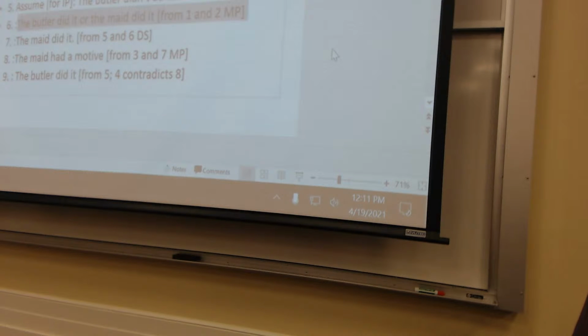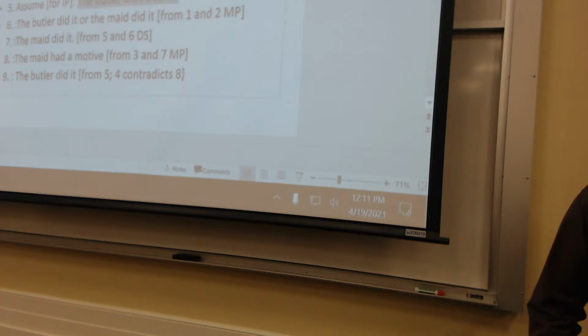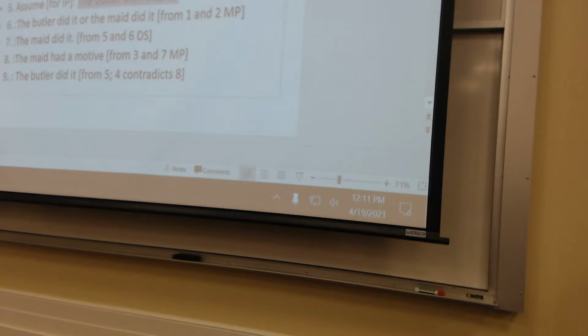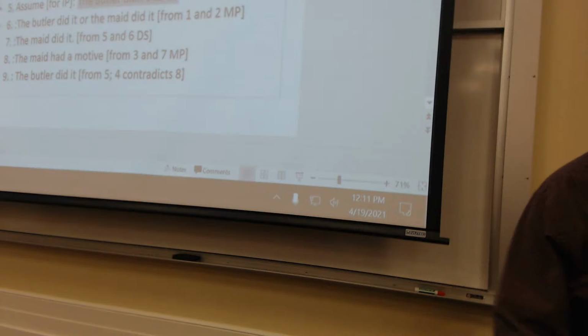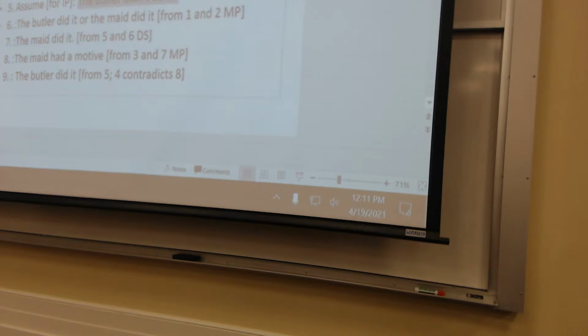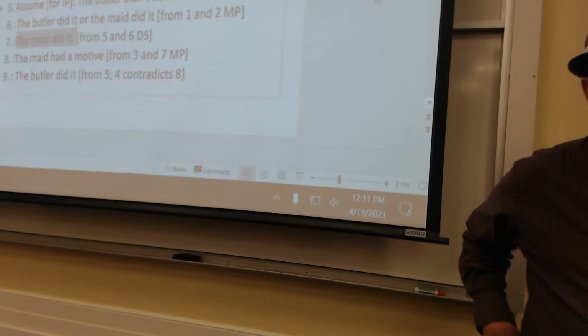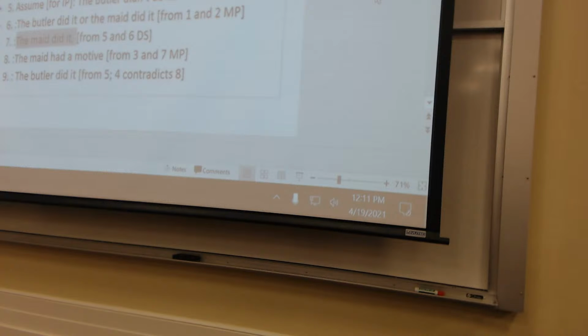And once you have 6, you can use 5 along with 6. 6 is an or statement, the butler did it or the maid did it. And 5 denies half of the or statement. 6 says either the butler did it or the maid did it, but 5 says the butler didn't do it. So when you have an or statement and the negation of one of the halves, you may infer out the remaining half. So from 5 and 6, you should infer that the maid, in fact, did it.